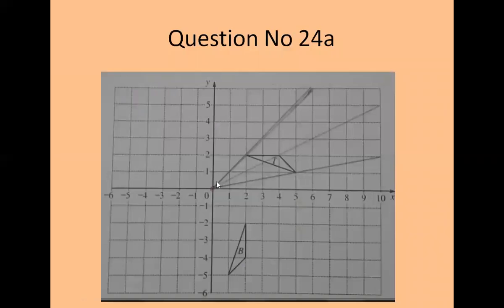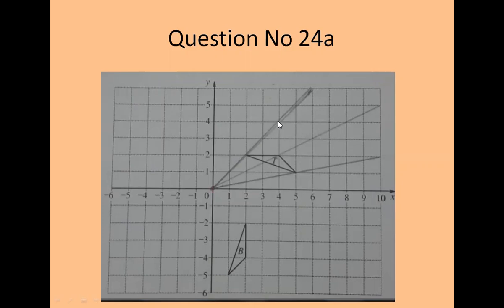This is the center of enlargement, 0, 0. This is the object which we want to enlarge. So join the center of enlargement with its 3 vertices and prolong the lines. You can see I prolonged the lines. This is how you do the enlargement. Then you measure this distance with the help of a scale.